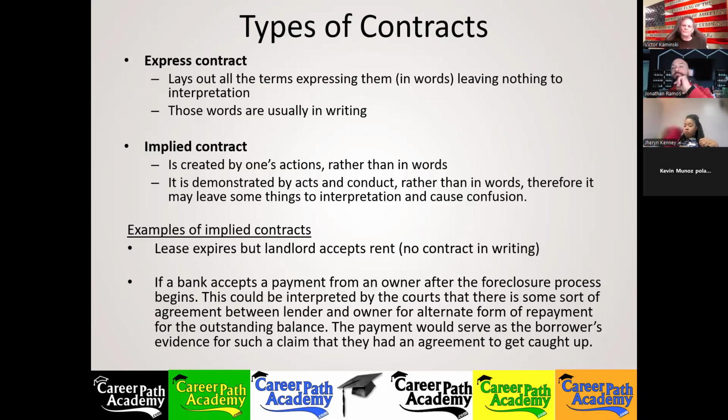Because if they do, it could be interpreted, and you then later show up to the foreclosure hearing in court, which most people don't go to, it could prove as evidence to the court that there was some kind of agreement in place for you to get caught up on your payments to avoid foreclosure. So therefore, if the owner can show they made a payment that the bank accepted after foreclosure began, the judge will kick it out of court. They won't allow the foreclosure because an implied contract has been created by their actions.